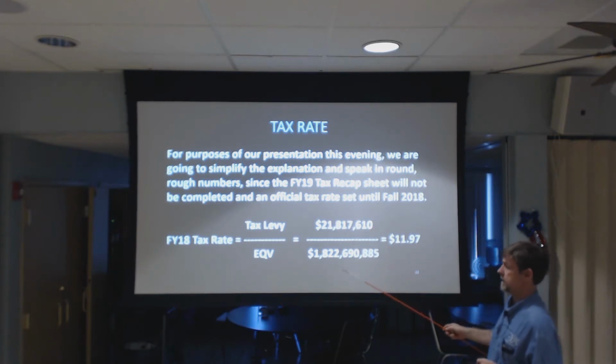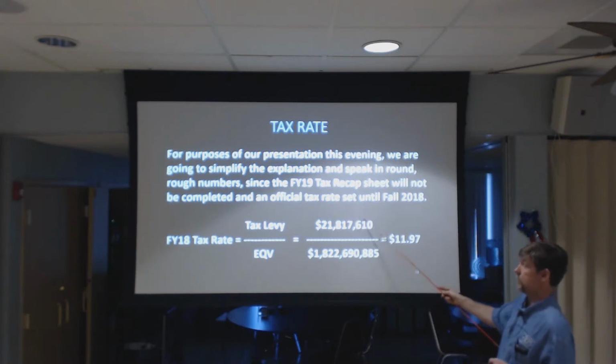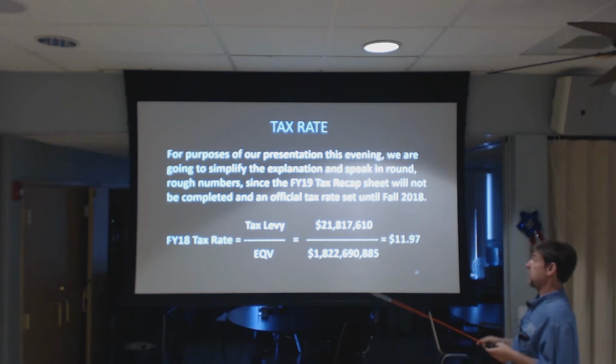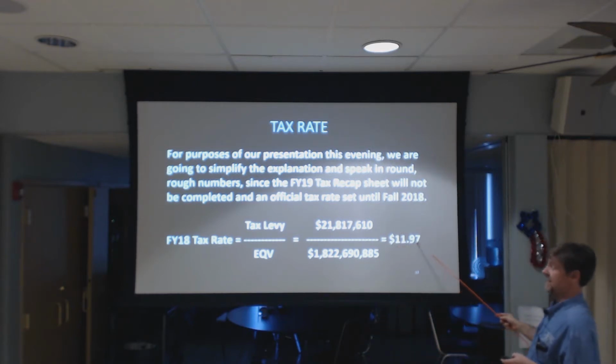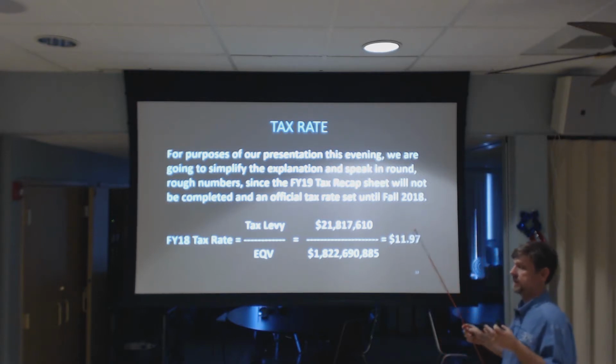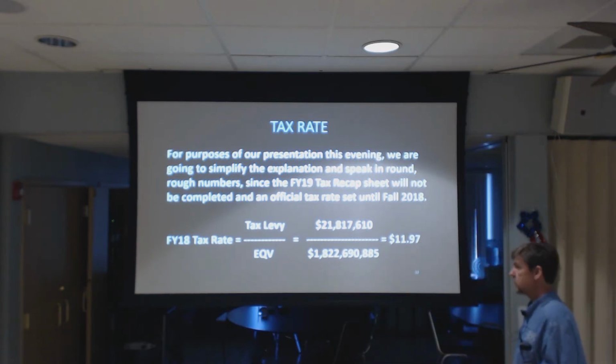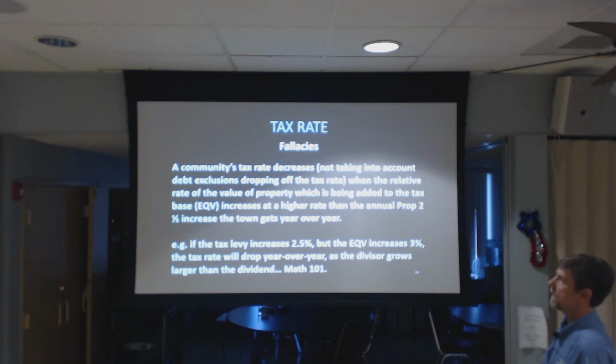And then if we take the EQV for fiscal year 18, you divide the 21 million by the 1.8 billion, you end up with a tax rate of $11.97 per thousand. So that's all the tax rate is. It's the tax levy of the town divided by the EQV. So there are some fallacies that have been discussed about the tax rate. One fallacy that you often hear is that we have a low tax rate in Rehoboth.